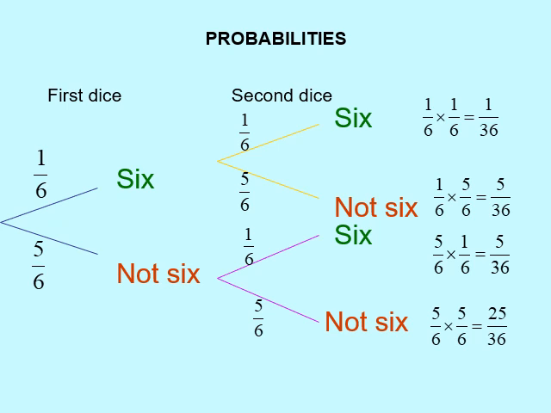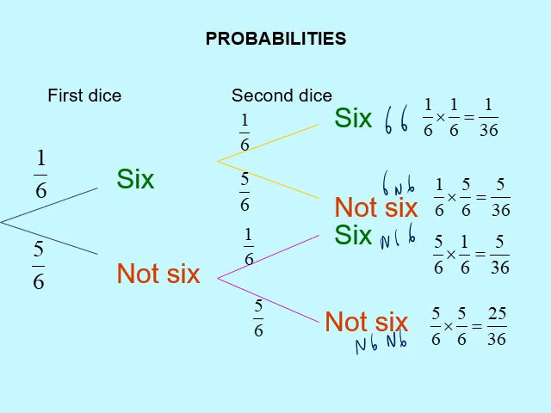So what we can do now is write in what has happened here. So here we've got a 6 and a 6. Here we've got a 6 and not a 6. Here we've got not a 6 and a 6. Here we've got not a 6, not a 6.